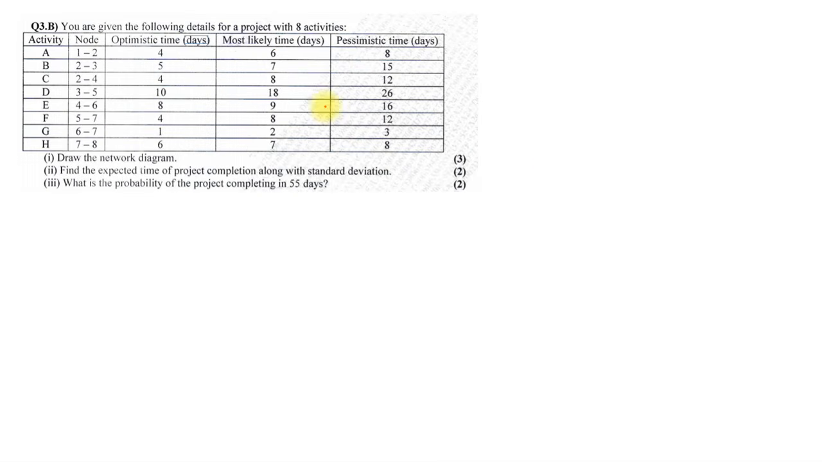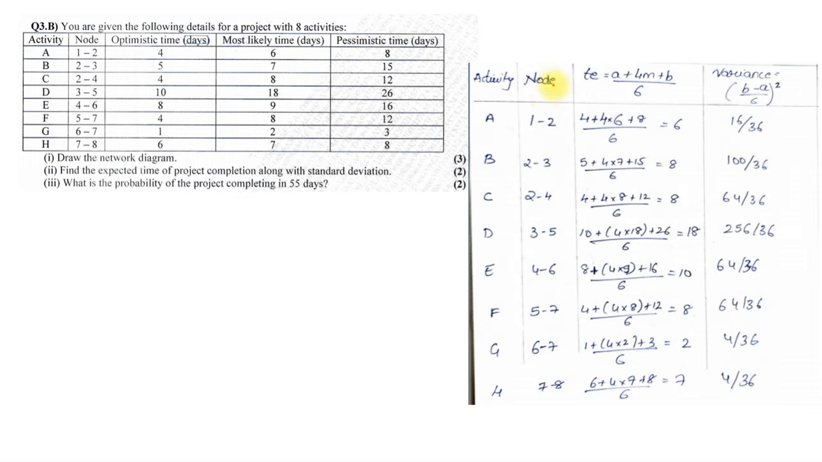Question 3B. Now this is based on, they're giving you activity node, optimistic time, most likely time, and pessimistic time. Draw a network diagram. Find the expected time of the project completion along with standard deviation, and what is the probability of the job to complete in 55 days. So for this, we need to find the estimated or expected time and variance, because we need those two columns. So activity we have noted down node.